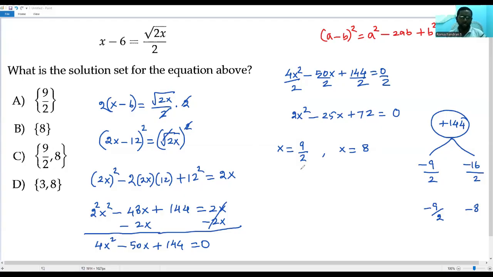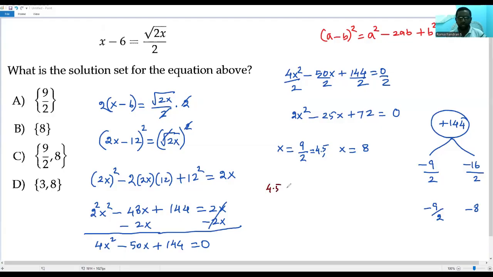How do you have to check that? First, let's make this 9/2 a decimal. In that case I'm getting 4.5. Now I have to plug in this 4.5 for x into this equation, and the equation has to be satisfied for this value 4.5. Then only we can consider this one as a valid solution, otherwise it's an extraneous solution. Now let me plug in this 4.5 for x into the given equation.